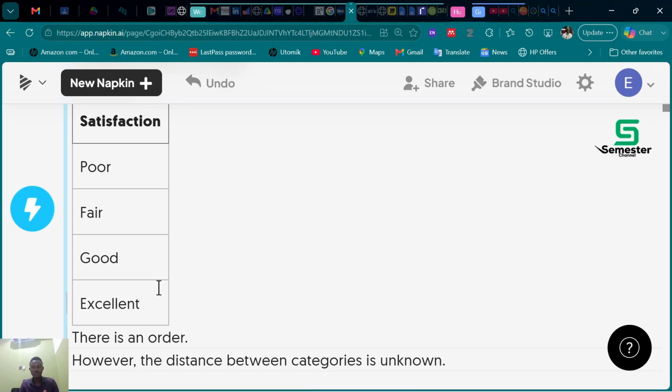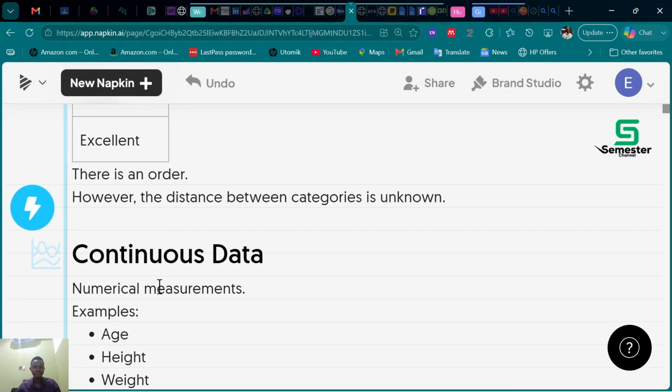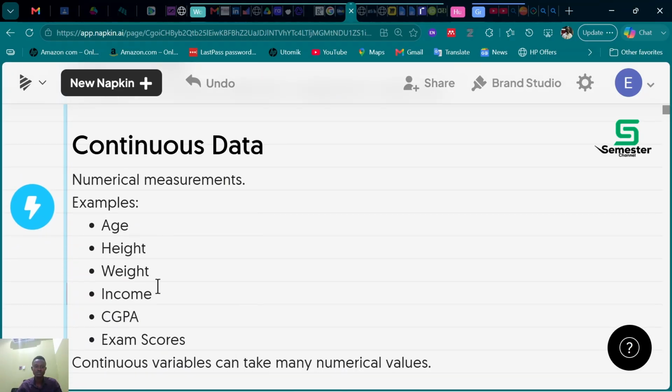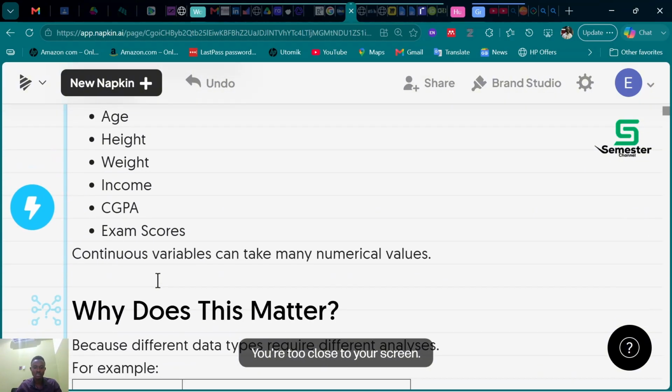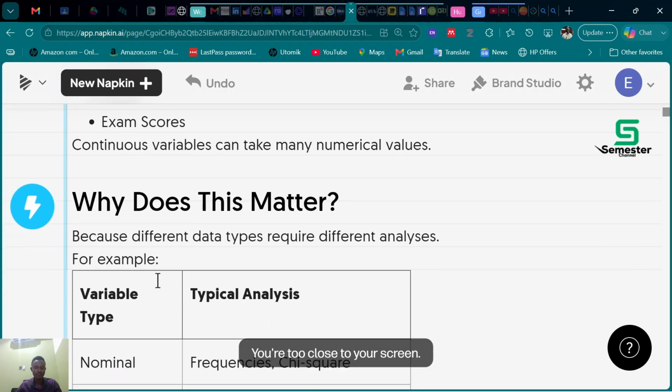So when you look at all these data points, you realize that you can categorize them into nominal, ordinal, and there is a last one, continuous. Data can also be continuous, where they are only numerical measurements. So age is a continuous data, height is a continuous data, your income is a continuous data because it deals with numbers. Scores also are continuous data.